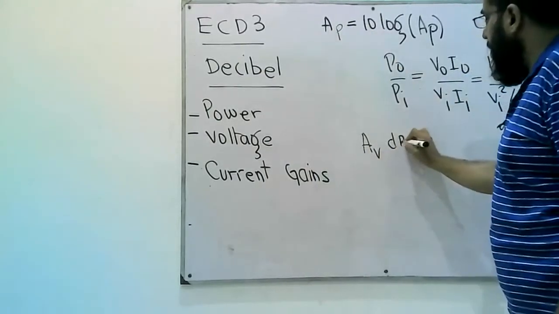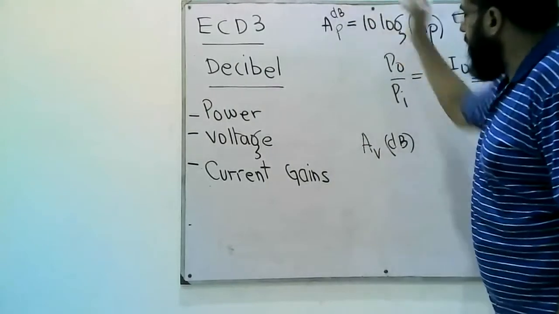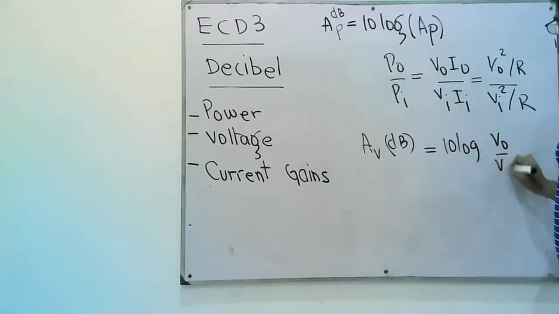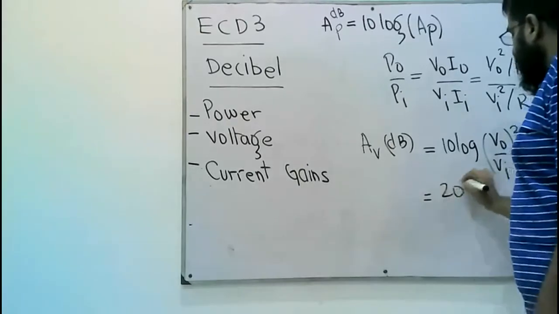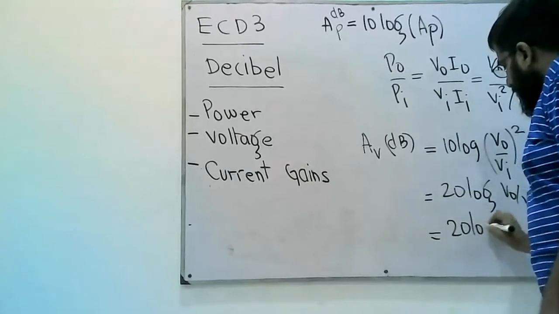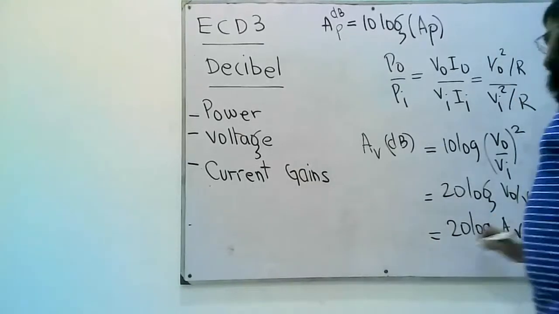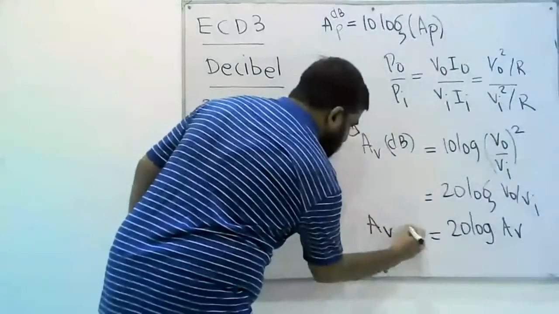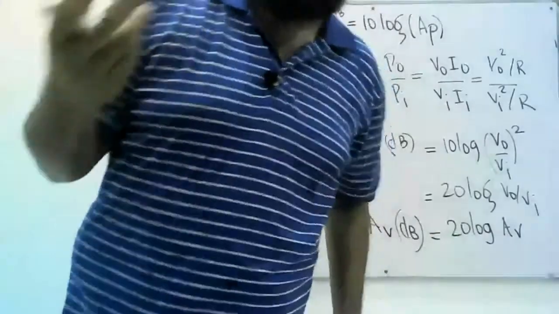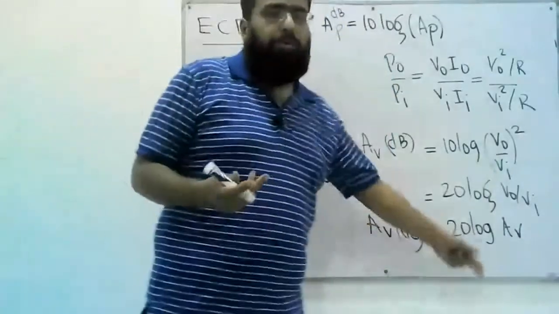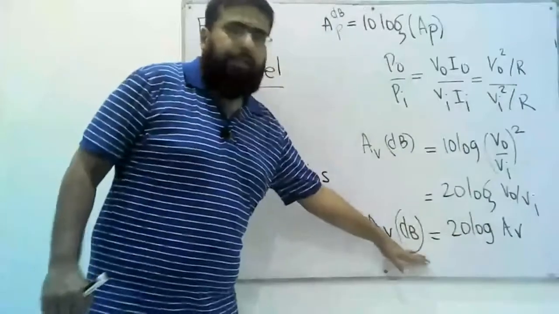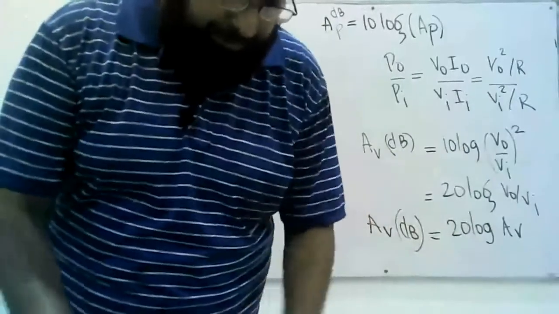So AP in dBs can be represented as 10 log of V out over V in squared. This means that this can be written as 20 log V out over V in, or 20 log of AV. So AV in dBs can be represented as 20 log AV. It's just another way of representing gains in terms of logarithmic quantities. And we know that when we apply this logarithmic quantity, we call it dBs.